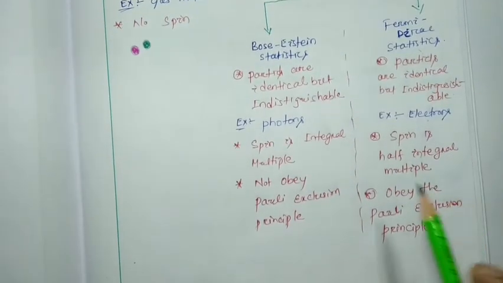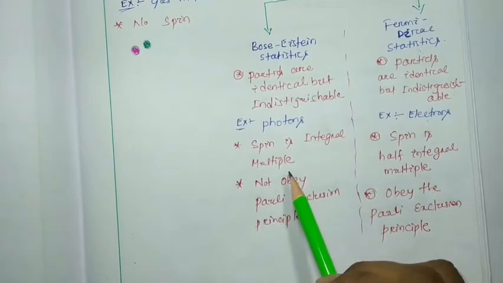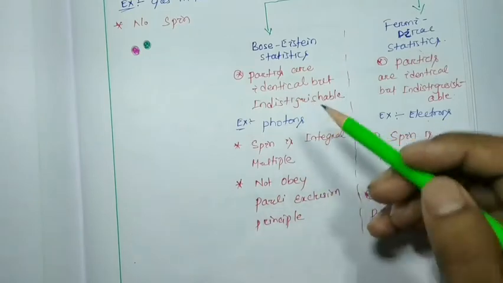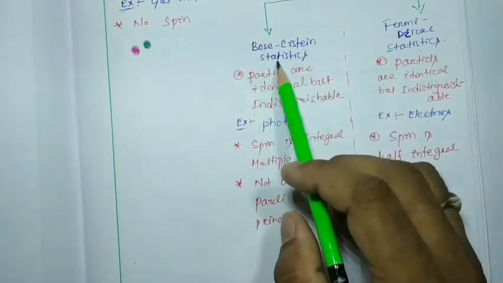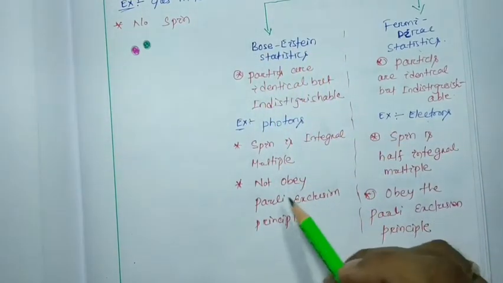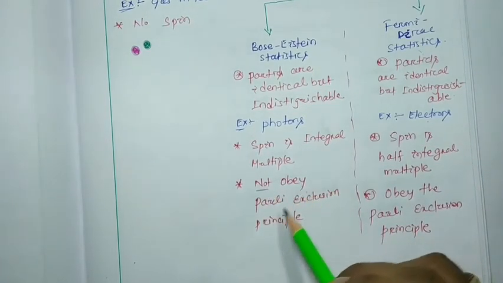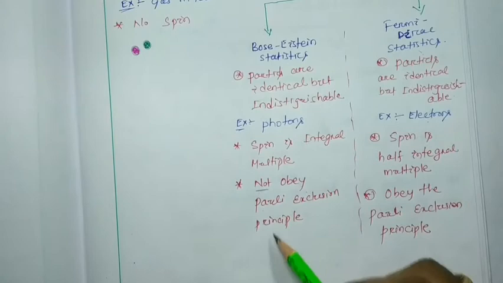Another thing is that the particles to which we apply Bose-Einstein statistics do not, again I repeat, do not obey the Pauli exclusion principle.